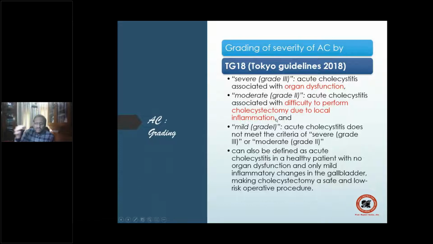That's a generalized view of moderate or grade 2 acute cholecystitis. Mild, grade 1, is basically the acute cholecystitis which does not meet the criteria of grade 2 or 3. That's one way of looking at it. Another way, you can define grade 1 as cholecystitis in a healthy patient with no organ dysfunction, mild inflammation of the gallbladder, making cholecystectomy a safe and low risk operative procedure.